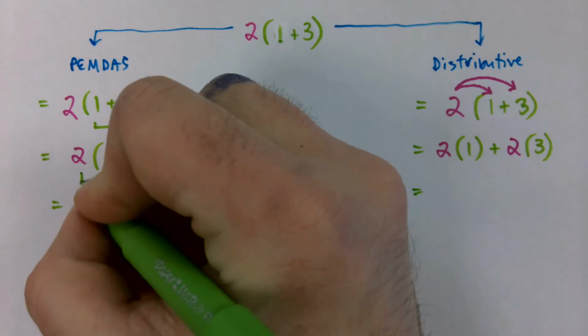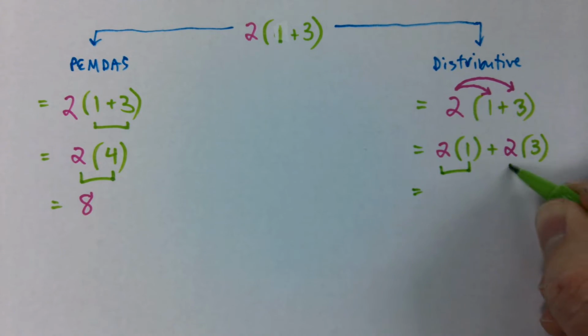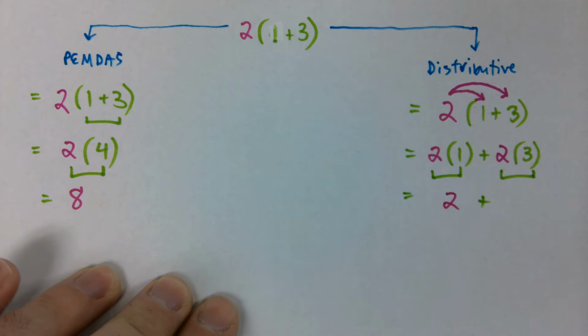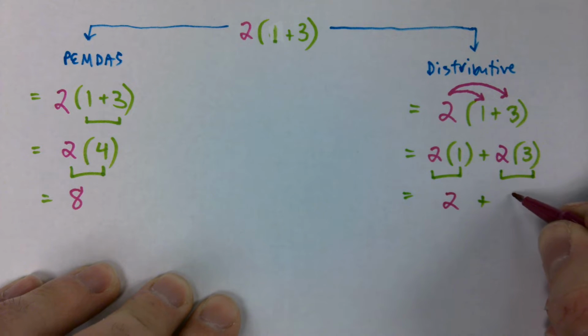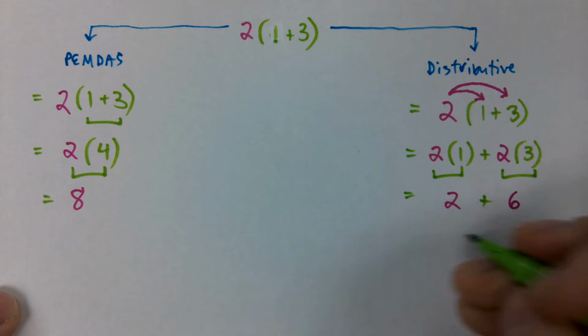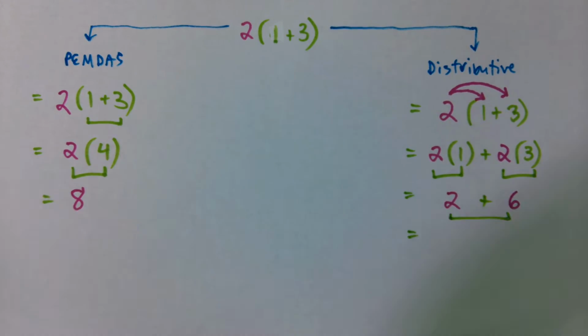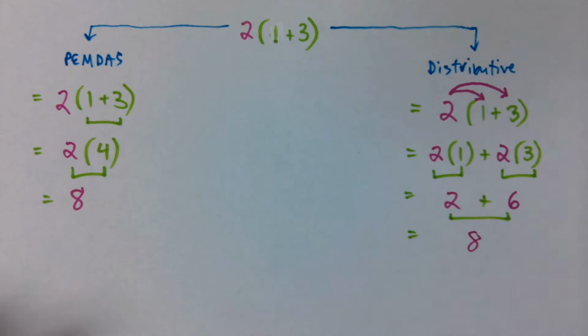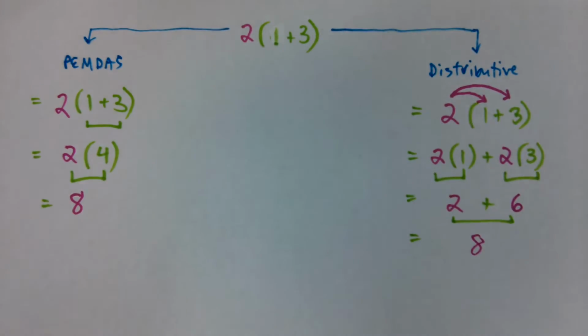What's that going to give us? What is 2 times 1? 2. And then what's 2 times 3? What's 2 times 3, folks? 6, right? Let's solve that one more time. 2 plus 6 gives us 8. Is that the same number we got using PEMDAS? Yeah, it sure is.